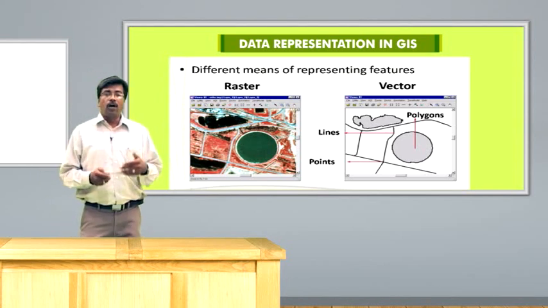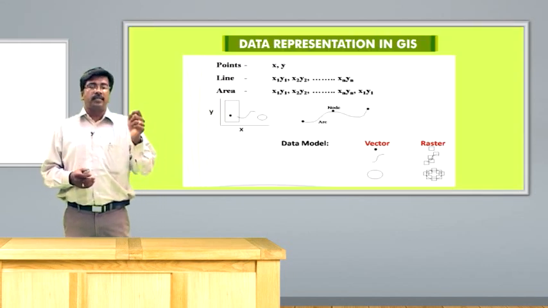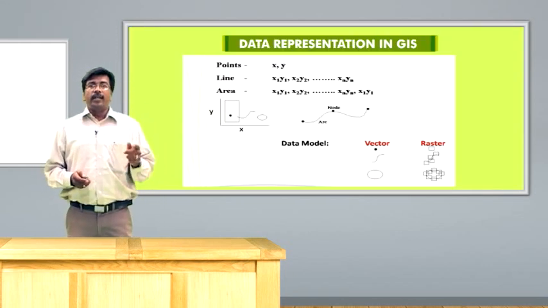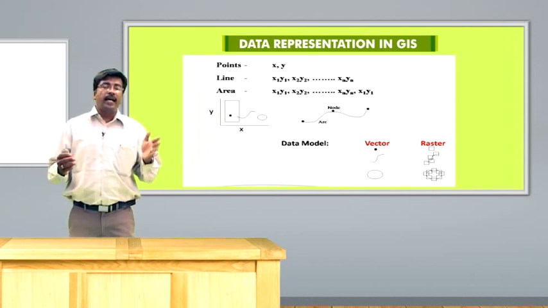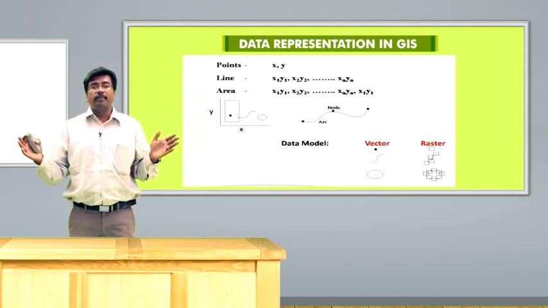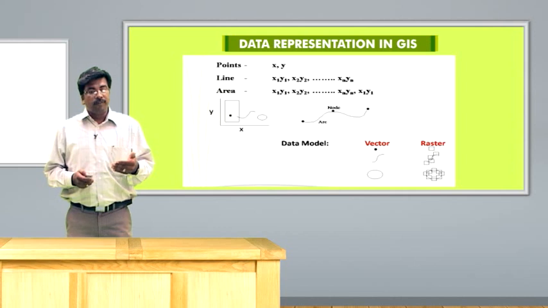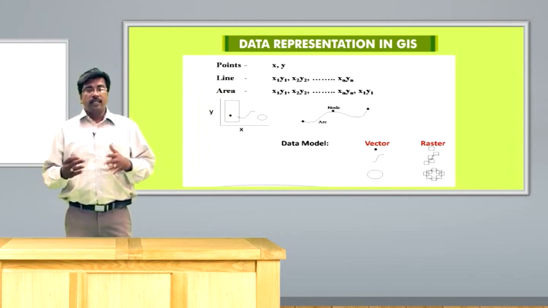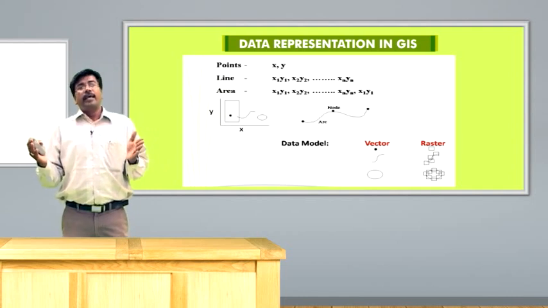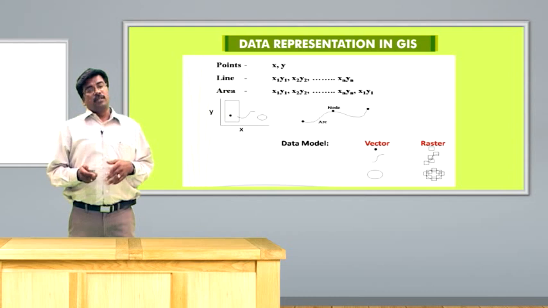So again, how are these points kept in a GIS? Points have just x and y coordinates, whereas a line has a series of xy coordinates, and the starting and end points will not match. When coming to an area or a polygon feature, it also has a series of xy coordinates, but the first and the last xy coordinates will be the same. So that forms a closed surface.